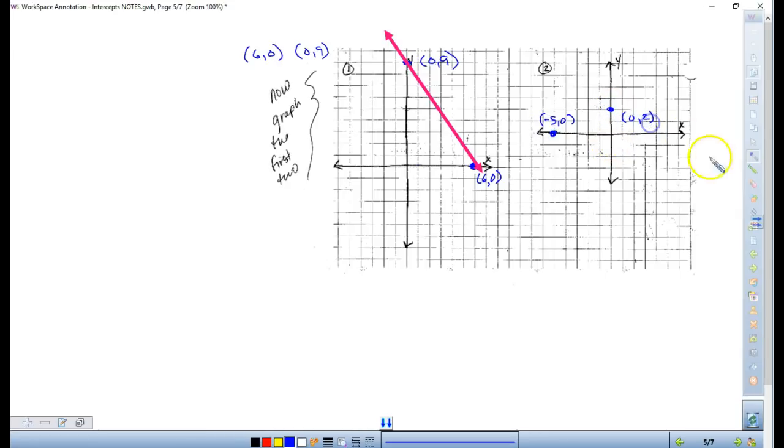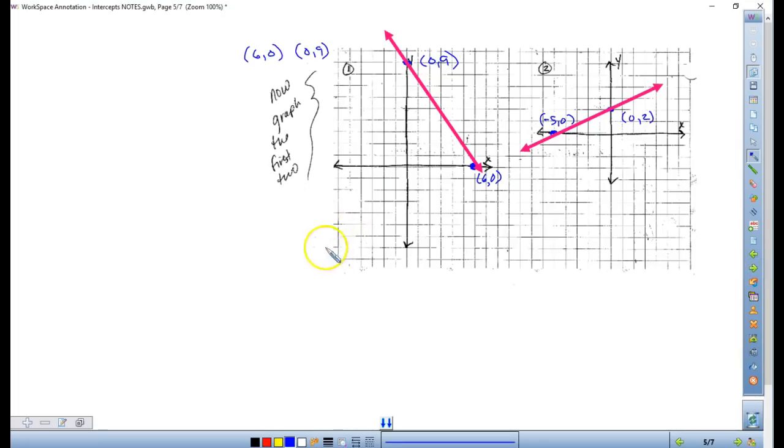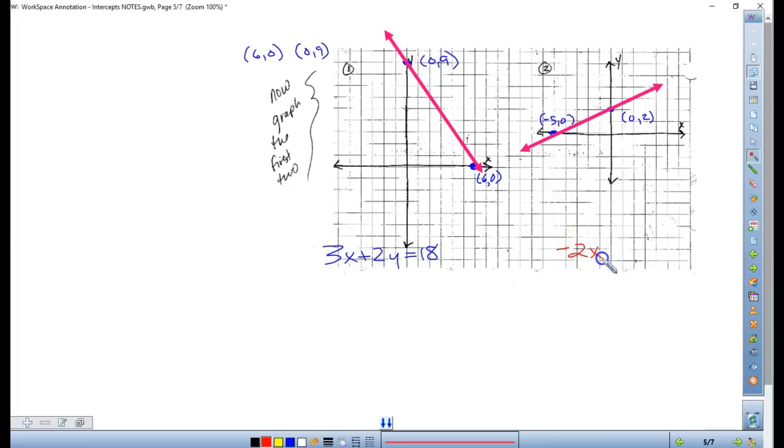0, 2. So our graph of that line, that equation, would look like this. So 3x plus 2y equals 18 looks like this on a graph. And negative 2x plus 5y equals 10 looks like this on a graph. And we can figure that out just by finding the intercepts by using zeros.